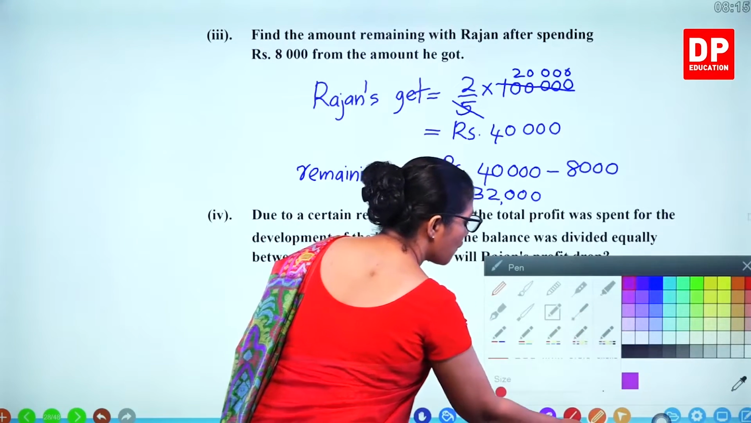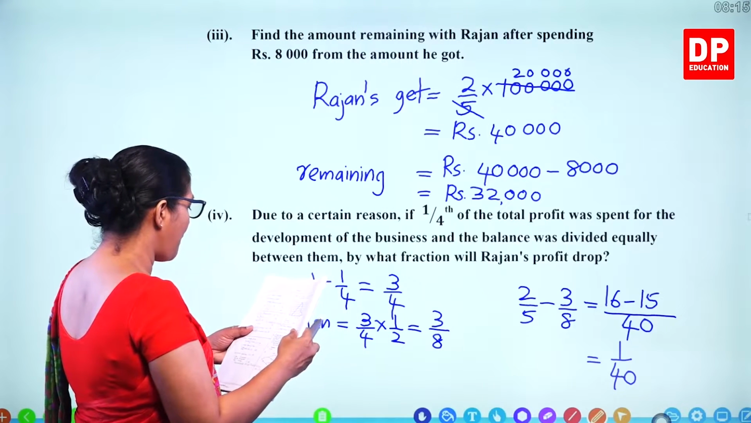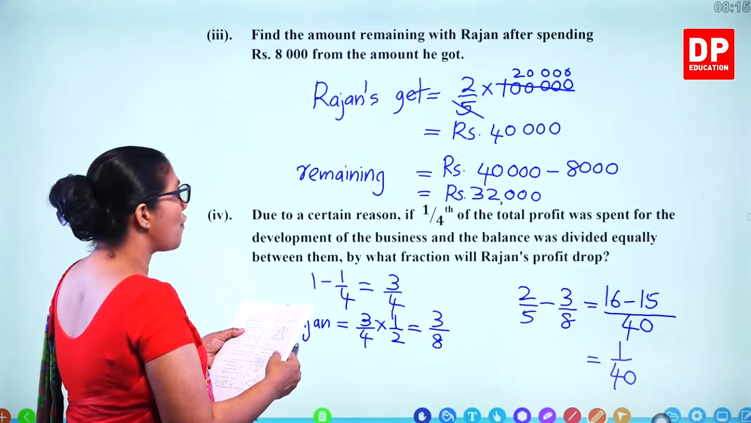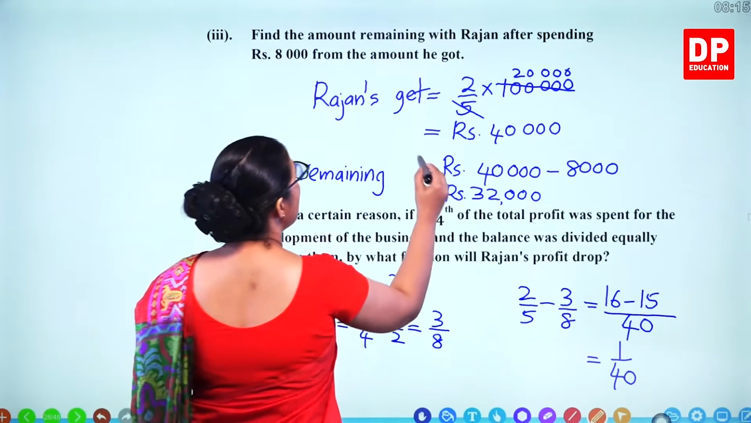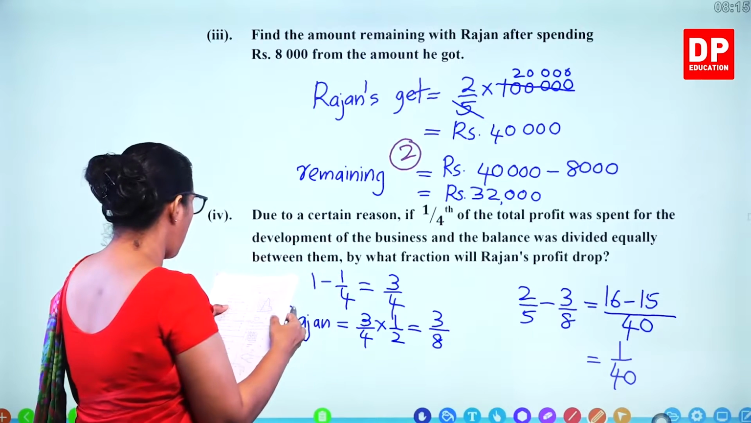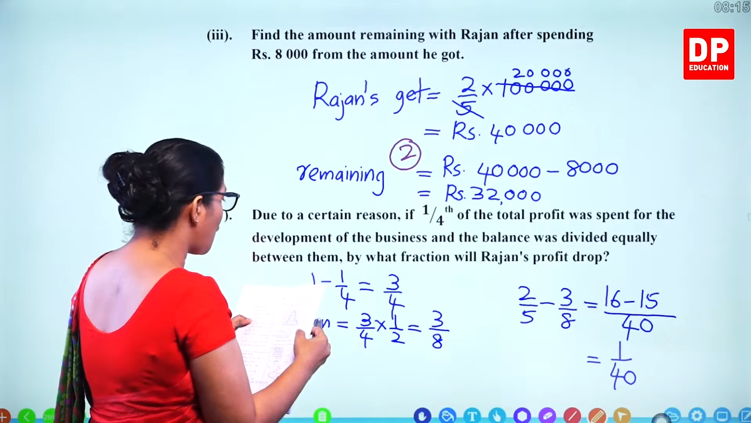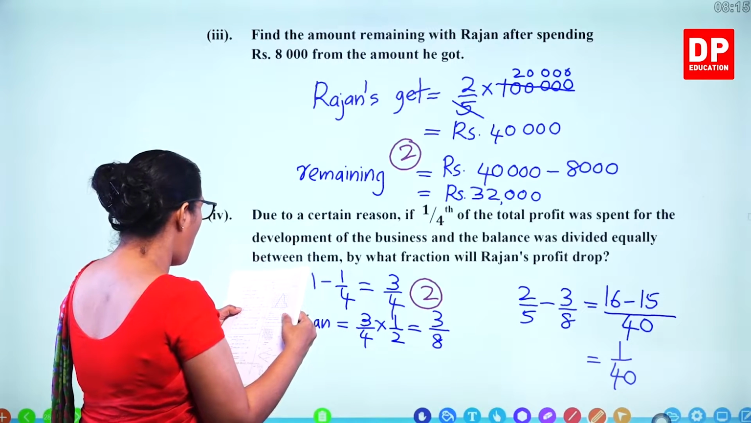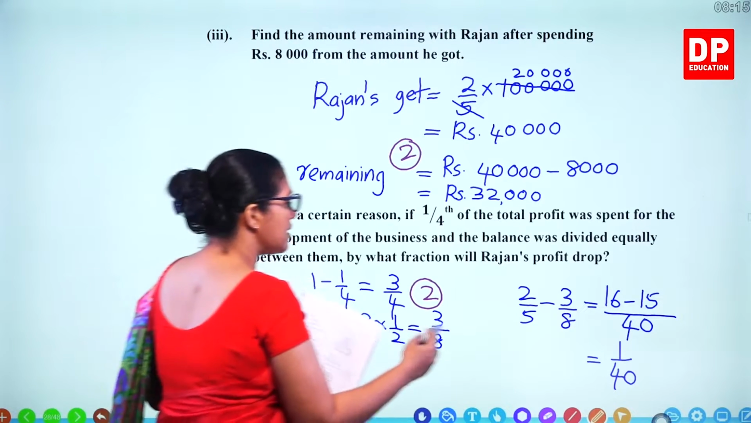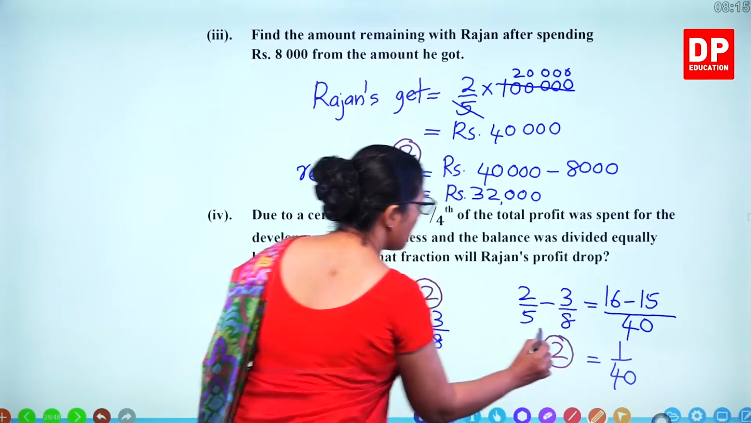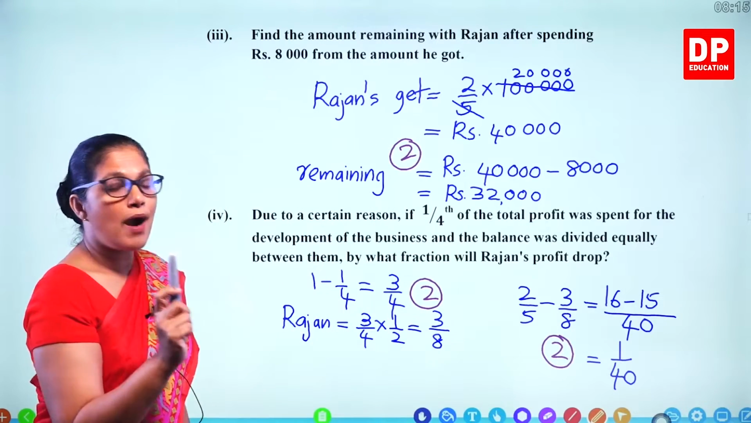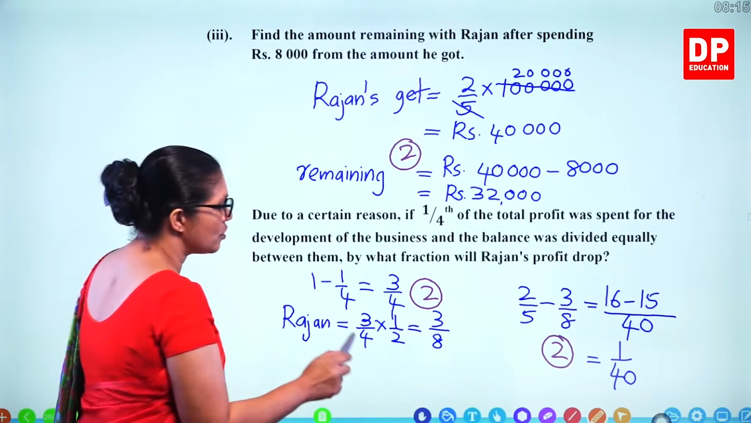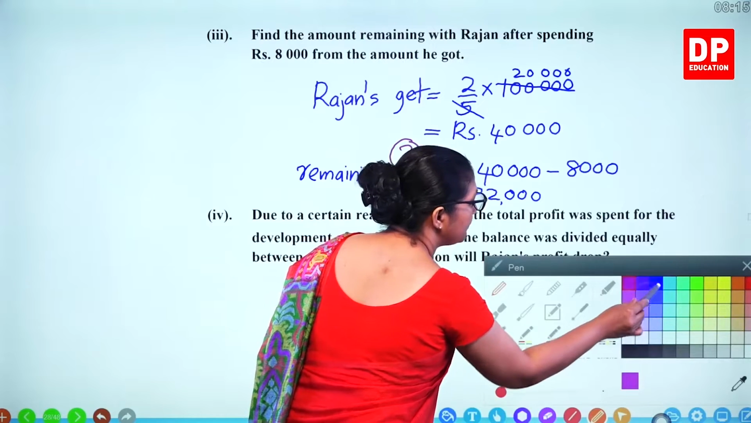So how many marks for this question? You get 2 marks for finding the remaining amount and 2 marks for finding Rajan's fractions now, and the difference, calculating the difference, that's 2 marks. So altogether 10 marks. 6 here and we gave 4 marks before. So 10 marks for the first question.